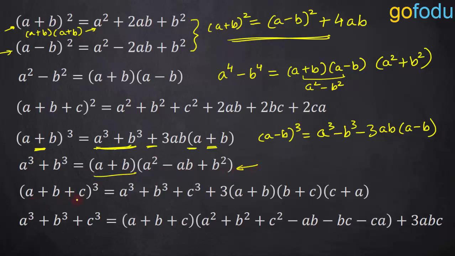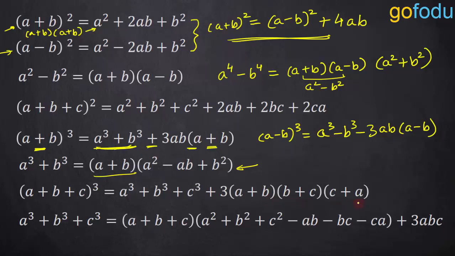Next is A plus B plus C whole cube, which is equal to A cube plus B cube plus C cube plus 3 into A plus B, B plus C, C plus A. Now, this is not that important for you to remember, but you can easily keep it in mind, because this is pretty similar to A plus B whole cube. Here we had A cube plus B cube. Here we are having A cube plus B cube plus C cube. Now, here we had 3AB into A plus B. Here we have 3 into A plus B, B plus C, C plus A.